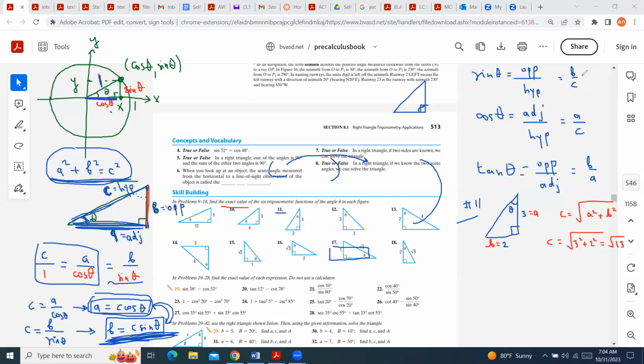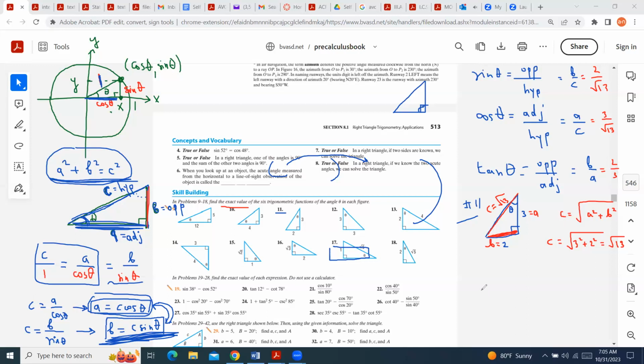Now I'm going to find those sines and cosines and everything, because we already have these three sides. For the sine of theta I take B over C, and B is 2 and C is root 13. How do you know it? Well, it's given here. B is 2 and C is what we found, square root of 13. Cosine is A over C, so 3 over square root of 13. And finally, tangent is 2/3.